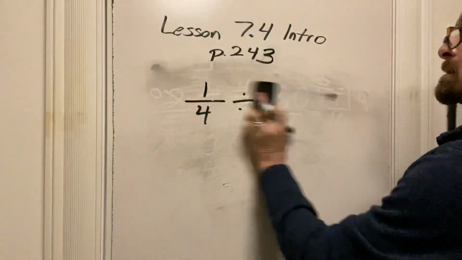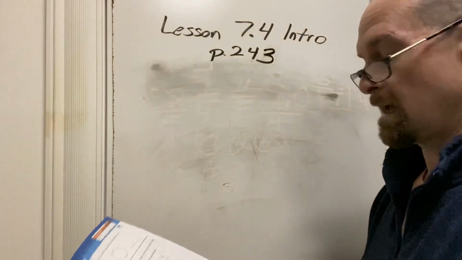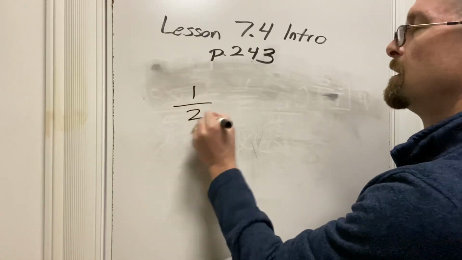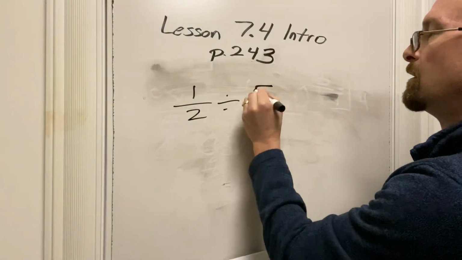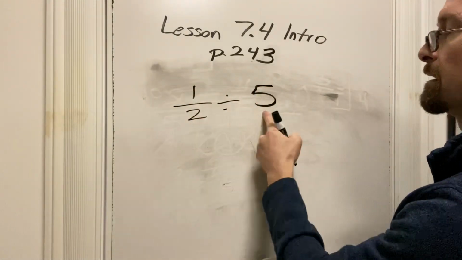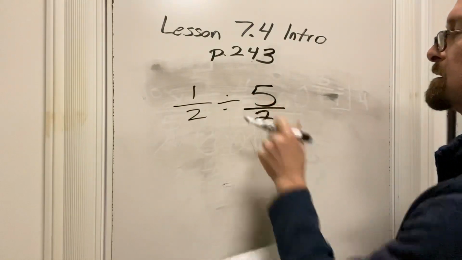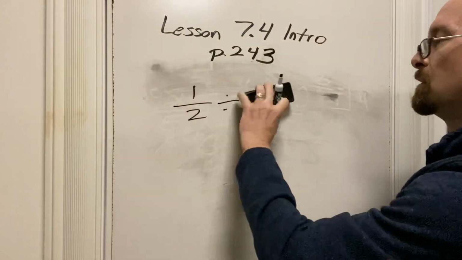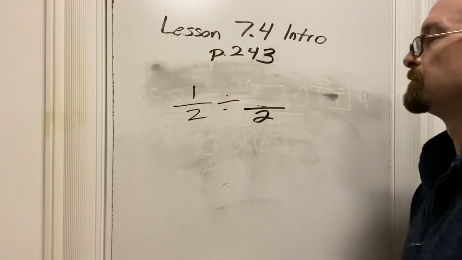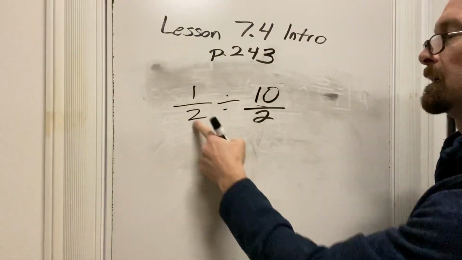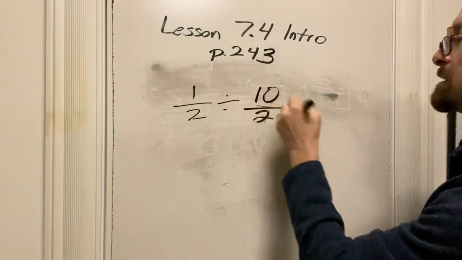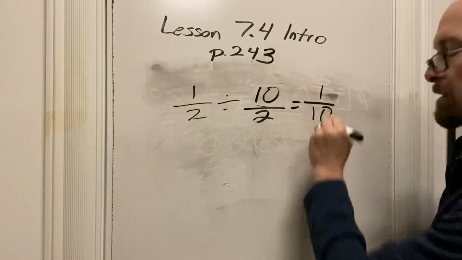Okay. Next, we're up to number 3. A half divided by 5. So we've got a 2 down here. I need a 2 denominator here, which makes this a 10 up top. All right, these go away. 1 divided by 10, 1/10.